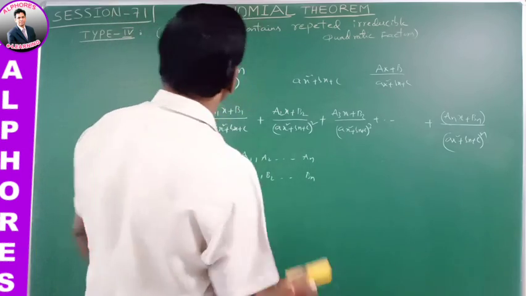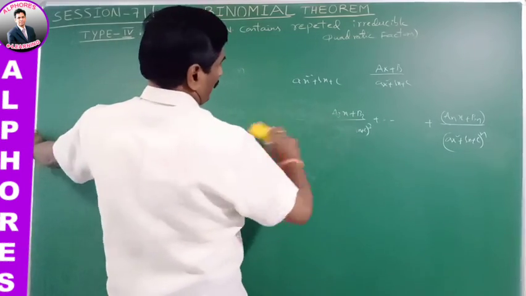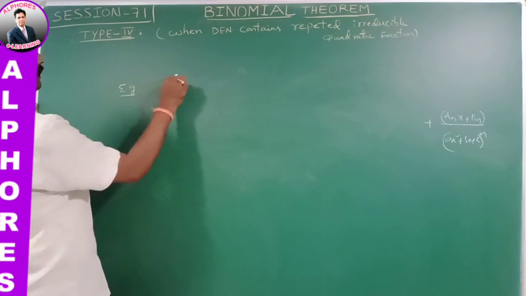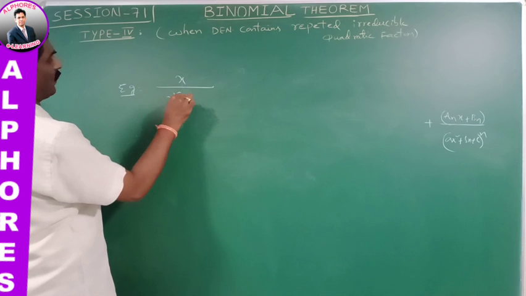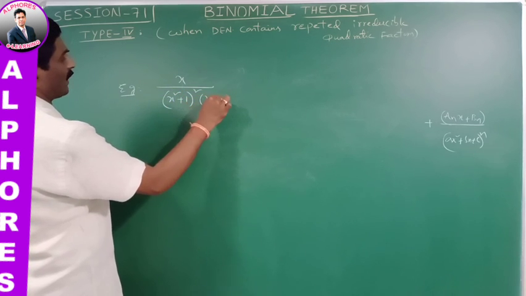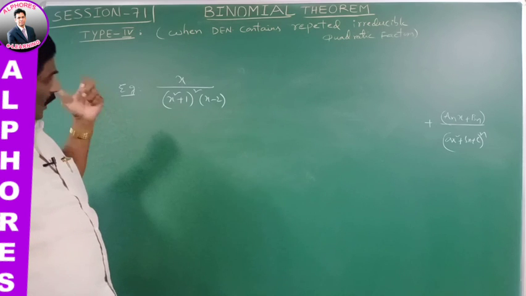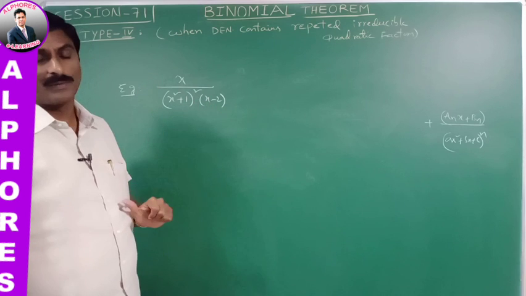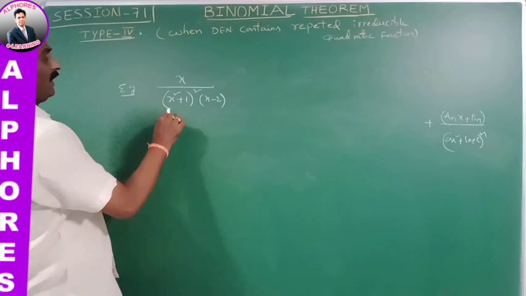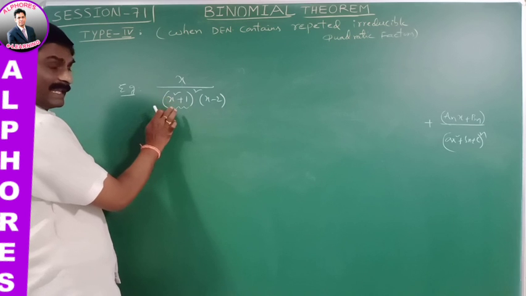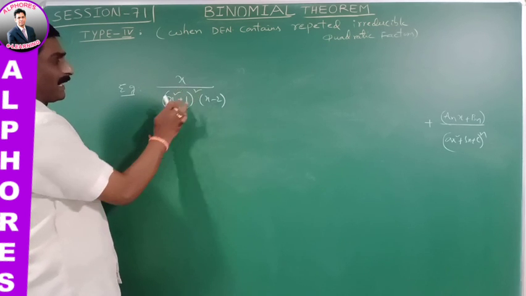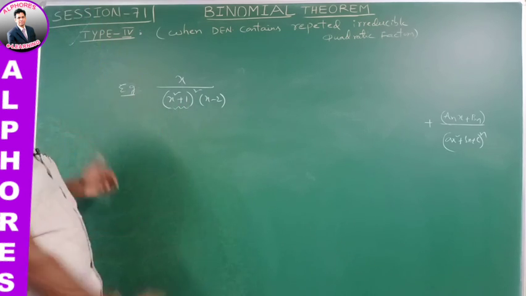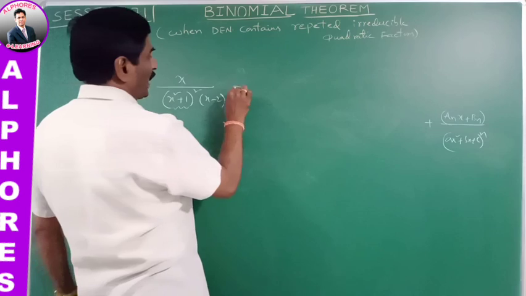For example, write this one. The question is: x by (x square plus 1) whole square into (x minus 2). First you observe this. It is a rational fraction. Numerator degree is 1, denominator degree is 4 plus 1, 5. It is proper. And at the same time, x square plus 1 is a quadratic and irreducible. At the same time, it is repeated 2 times. It is a repeated irreducible quadratic. That means type 4.